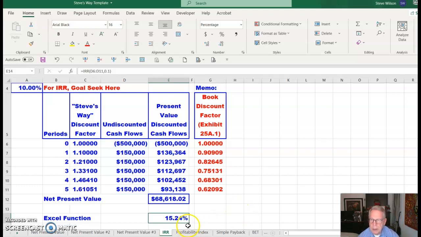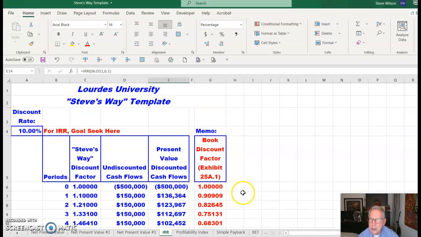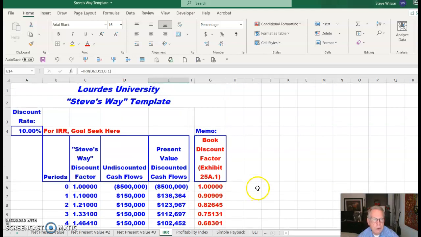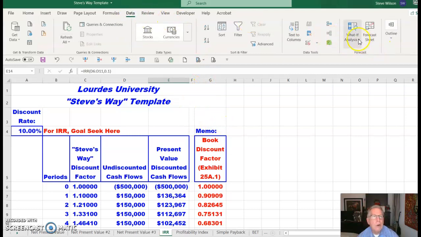But just to show you that this works, this is how I would show you how it works. You will remember that internal rate of return is that discount rate at which net present value equals 0. So I go to the Data tab here, and I go to the What If analysis. You see it there. And I go to Goal Seek.